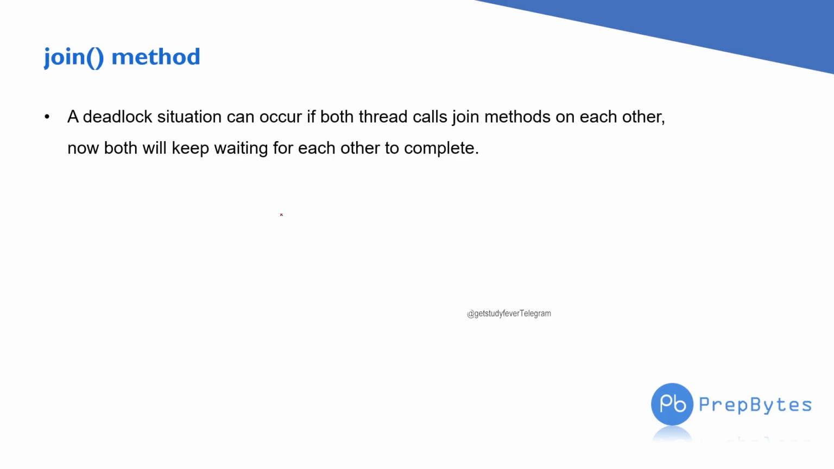Okay, more points. A deadlock situation can occur if both threads call join methods on each other. For example, t2 called t1.join and t1 called t2.join. So now t2 is waiting for t1 to execute, and t1 is waiting for t2 to execute. So both are waiting for each other, so no execution will occur. Hence it is a deadlock like situation.